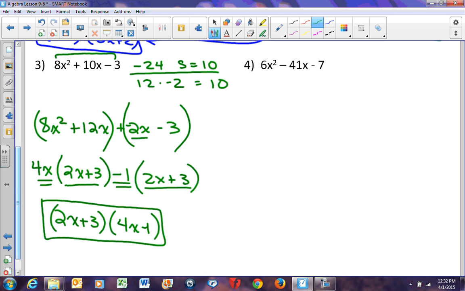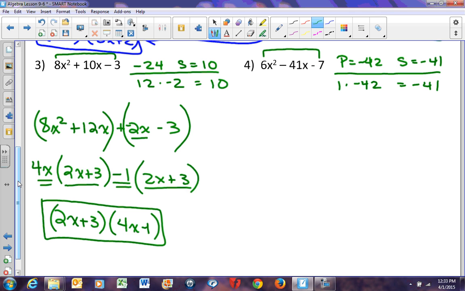Number 4 here. We need a product of negative 42 with a sum of negative 41. If my product and my sum are very close together, then I should know that it should be 1 times something. Here I'm going to need a positive 1 times a negative 42, and that would add up to a negative 41 if I added it.